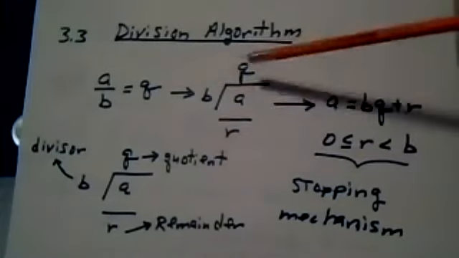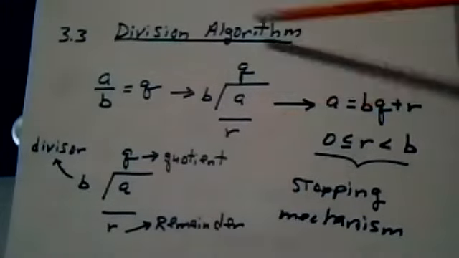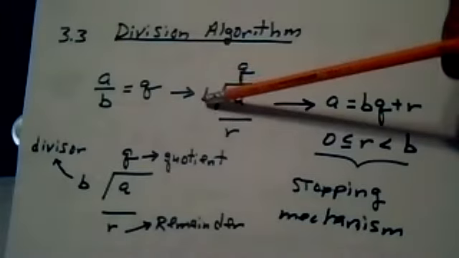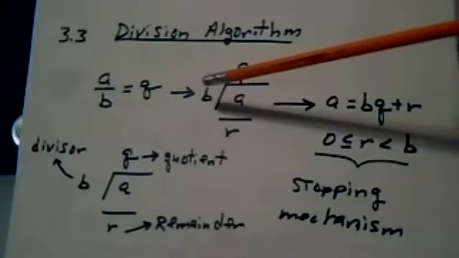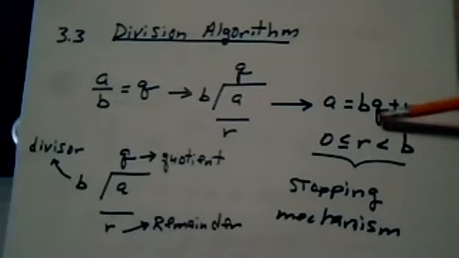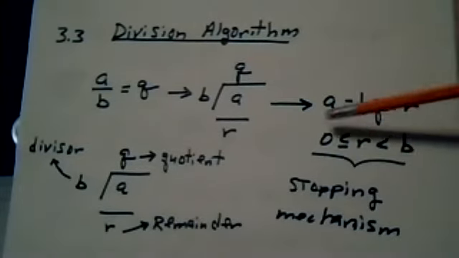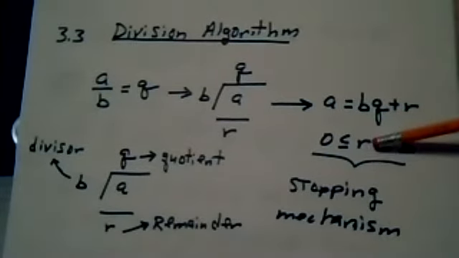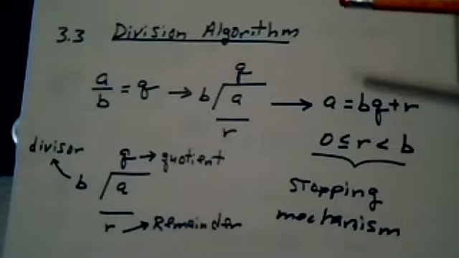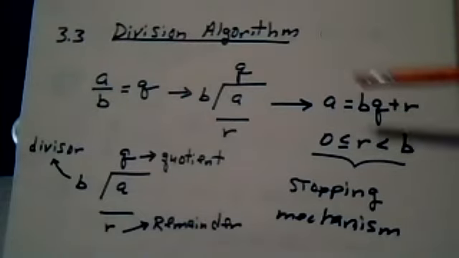Now, if this is the case, then we should say that A equals B times Q plus the remainder. So we're writing it out. Now this part here that looks kind of strange is necessary because you don't want the division to go on forever. It needs to stop. This is a stopping mechanism.